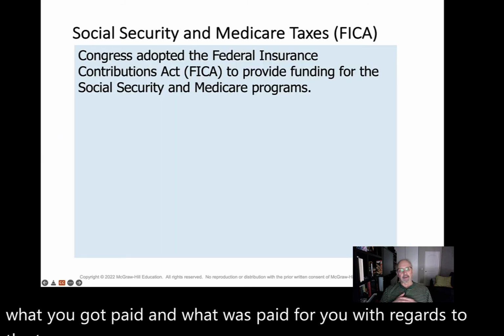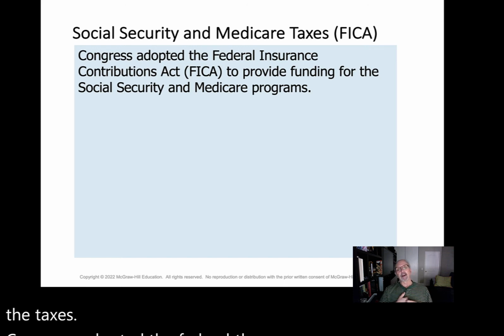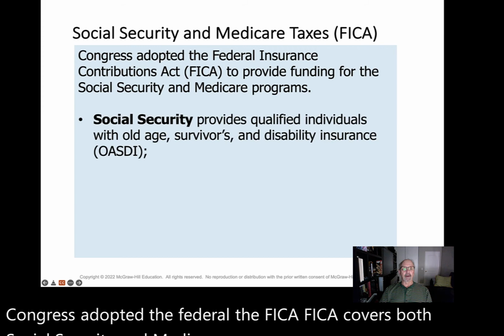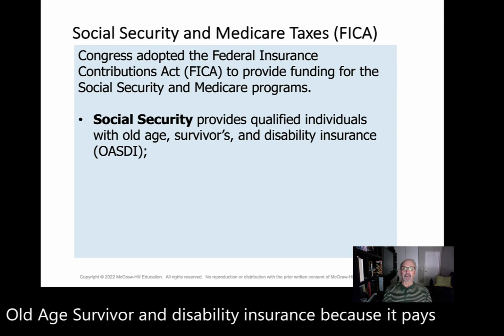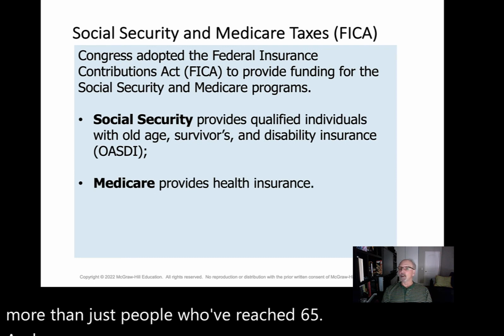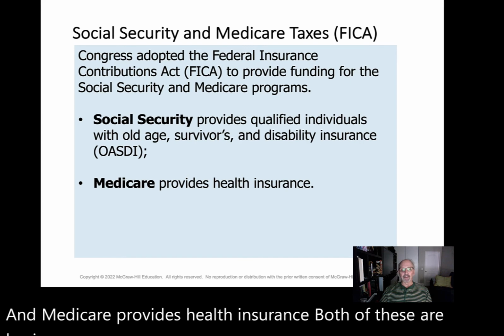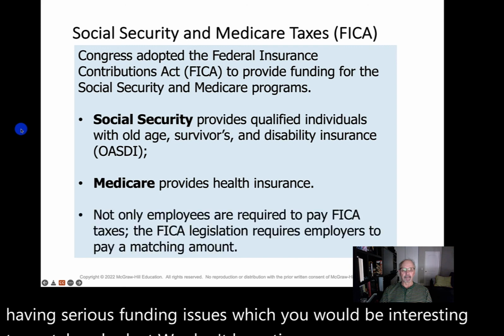Congress adopted the FICA. FICA covers both Social Security and Medicare. Social Security is actually now called OASDI, Old Age, Survivor, and Disability Insurance, because it pays more than just people who've reached 65. And Medicare provides health insurance. Both of these are having serious funding issues, which would be interesting to go take a look at. We don't have time for it here.